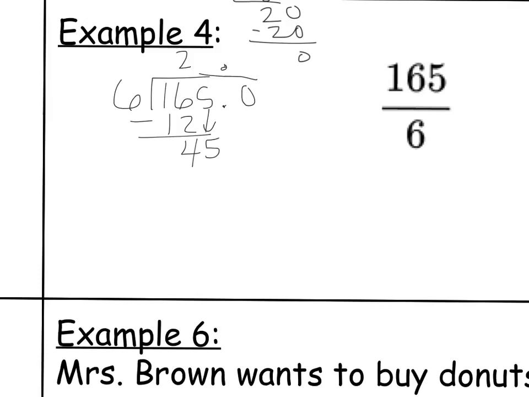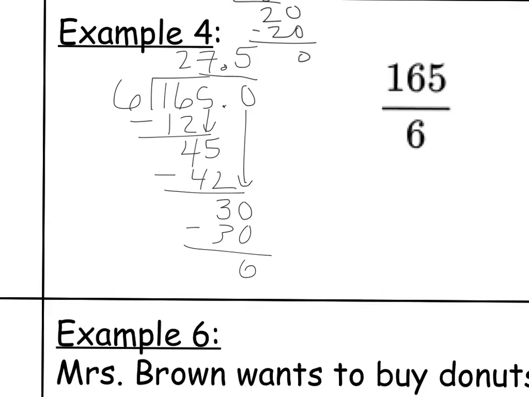How many times does 6 go into 45? 6 goes into 45, 7 times. 7 times 6 gives me 42. 3 left over. Bring down the next digit, which is your 0. 6 into 30 goes 5 times. 5 times 6, 30. So my answer is 27 and 5/10.